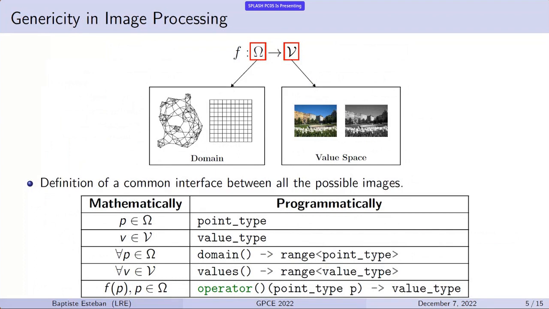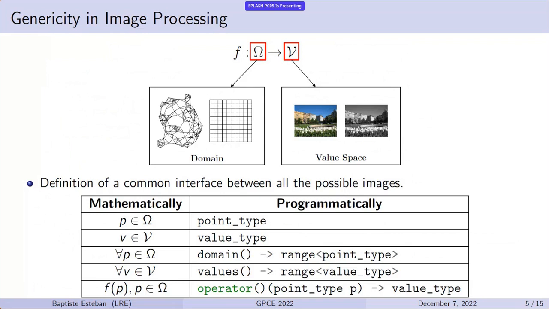I want to define an interface for images to be applied in generic algorithms. So an image is simply a mapping from a domain to a value space. The domain can be any kind of geometric structure, such as a 2D regular grid or edge-weighted graph, and so on. A value space can be any kind of element, and in image processing, it's usually either an integer or floating point number for grayscale images, or a triple of elements for color images. And from this mathematical definition, we can define an interface.